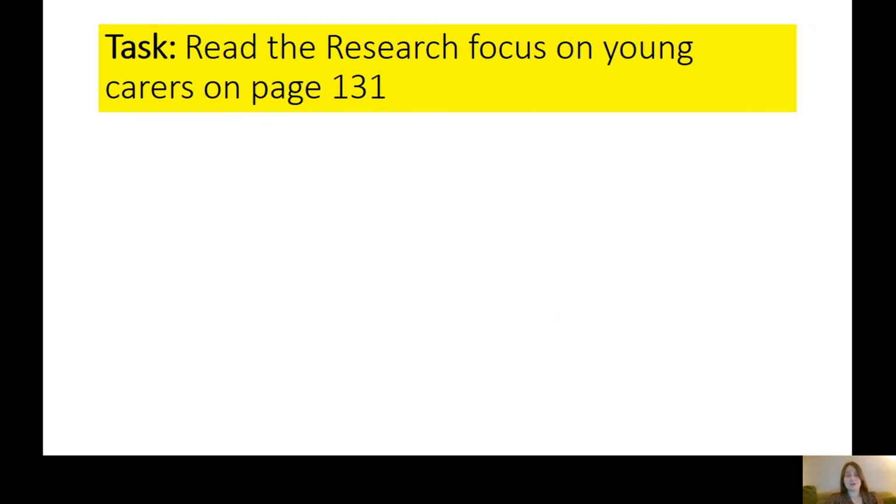But the final thing I'd like you to do today, please, is from the sheet, could you read the research focus on young carers on page 131 and the rest of the information on page 131 as well, please, and make any notes that you need to on that. Thank you.